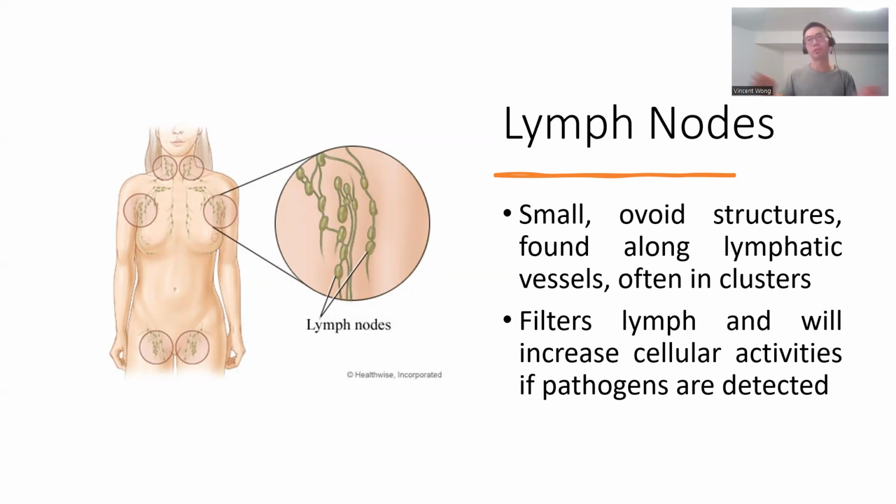Not so much in Toronto. Toronto is very simple, right? But in large cities, sometimes you have multiple tubes converging at the same subway station. That's basically like a lymph node, right?